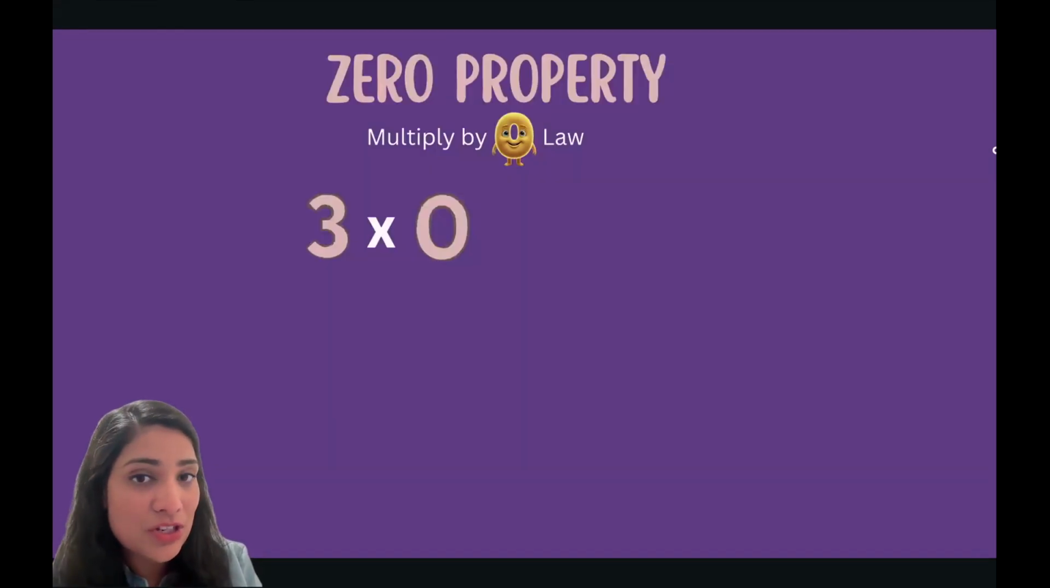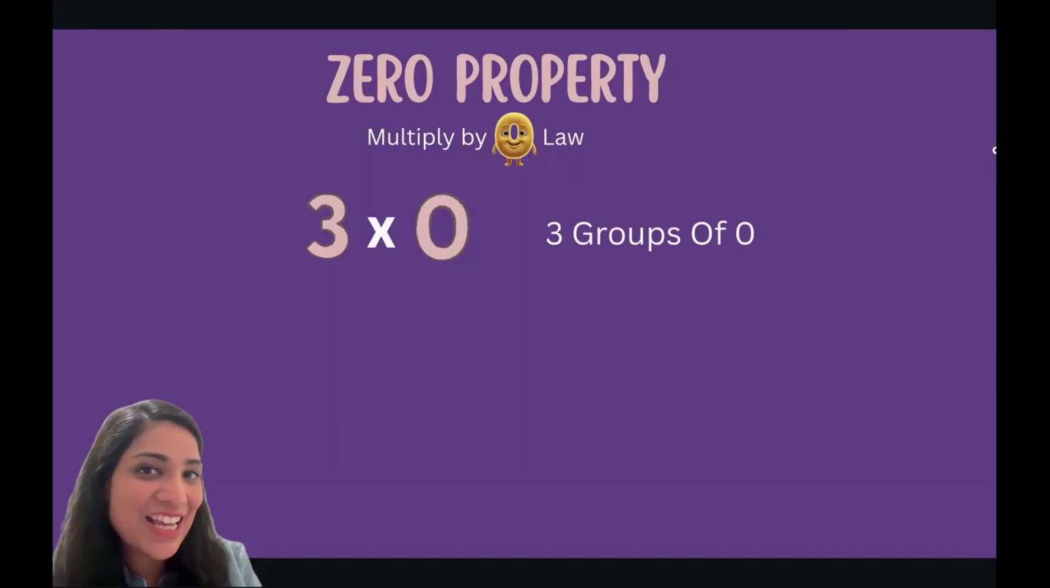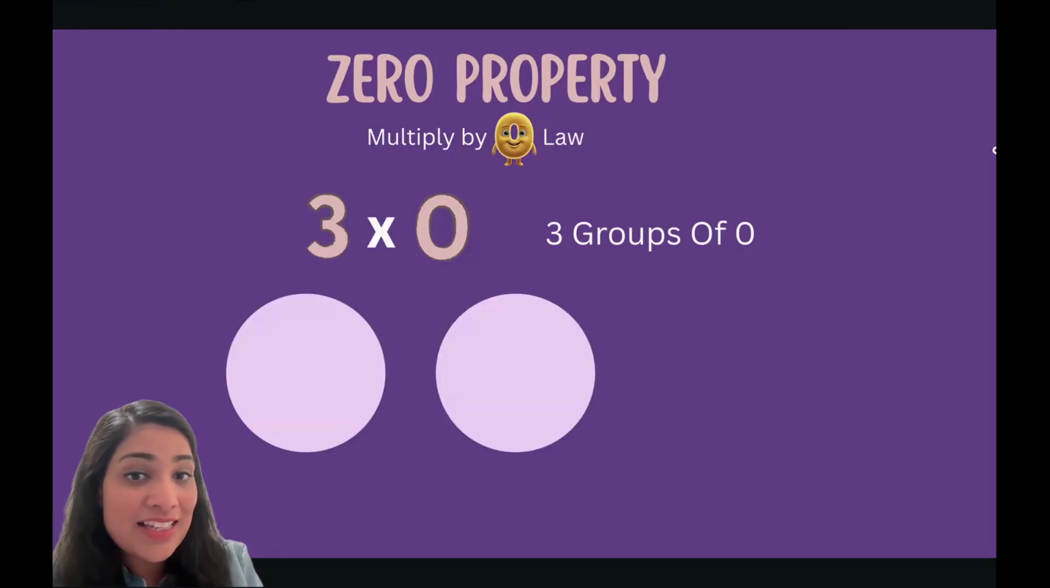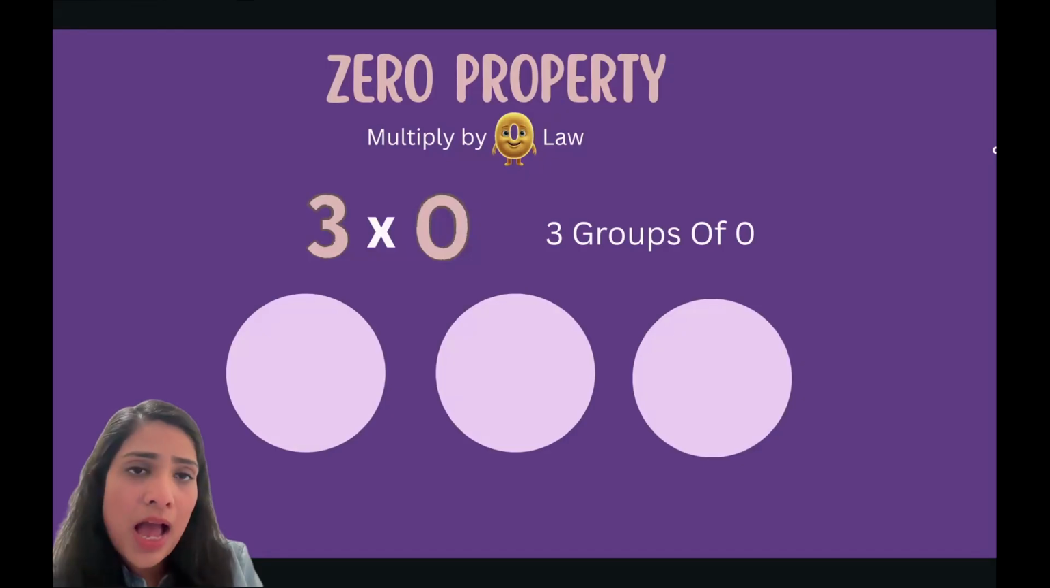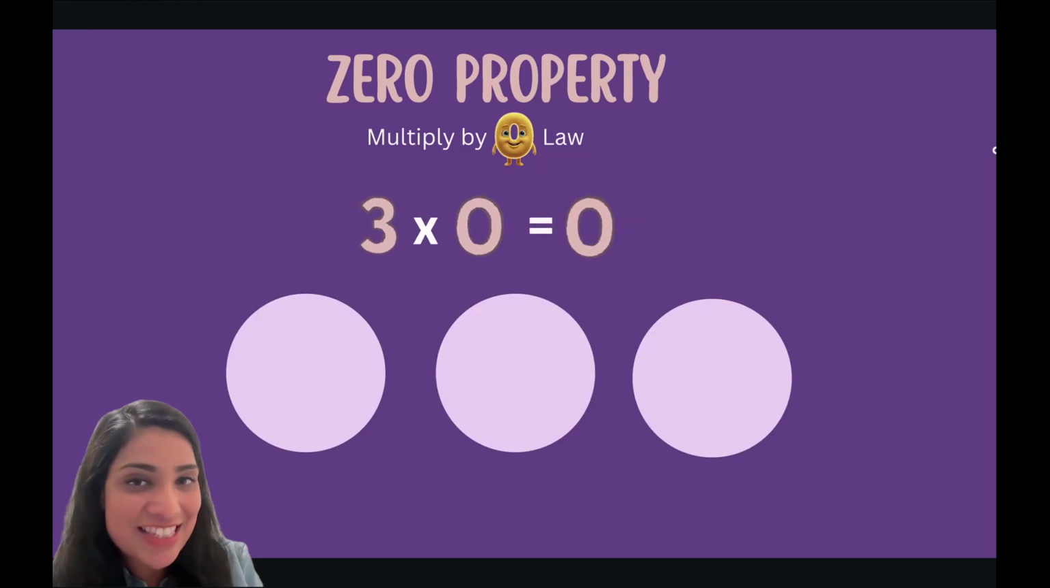So 3 times 0 is written as 3 groups of 0. So let's make how many groups? 3 groups. Now in each group, how many items should I place? 0 means nothing. And if I don't place anything altogether, how many items are there in each group? 0. So 3 times 0 is 0.